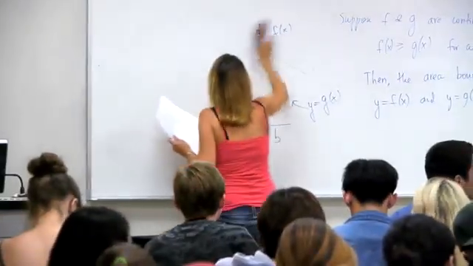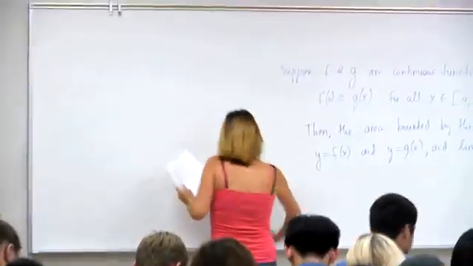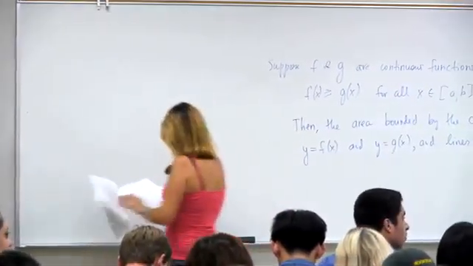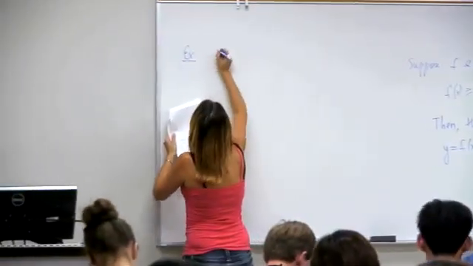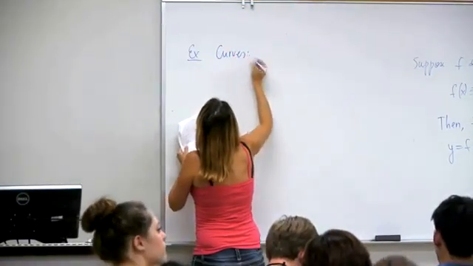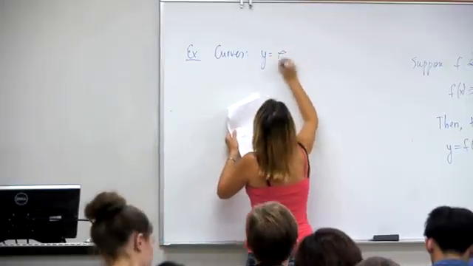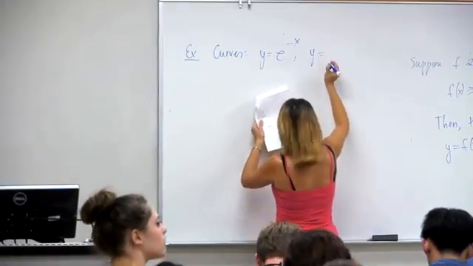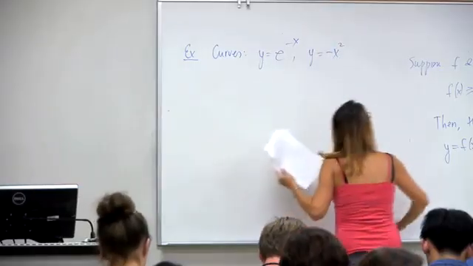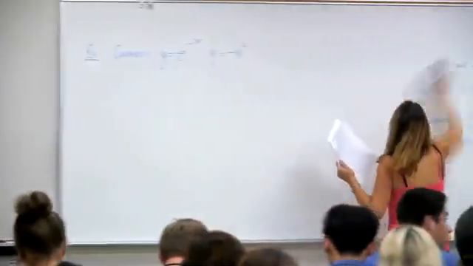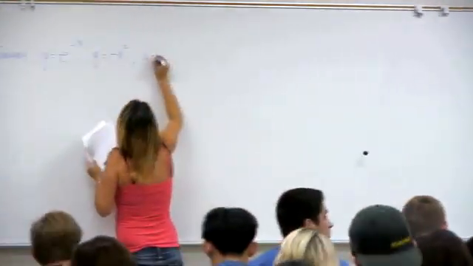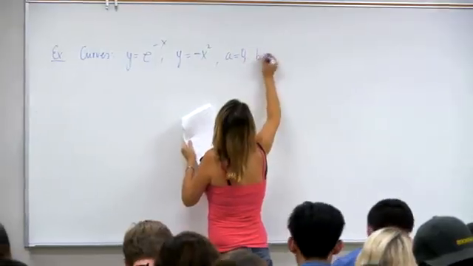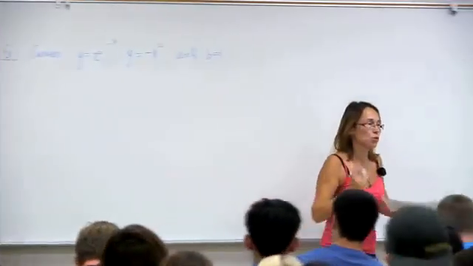Another example, which involves transcendental functions, and it's a useful exercise. But conceptually, again, it's very easy. So curves y equals e to the minus x, and y equals minus x squared. And A, again, is 0, and B is equal to 1. Again, calculate the area between these two curves.